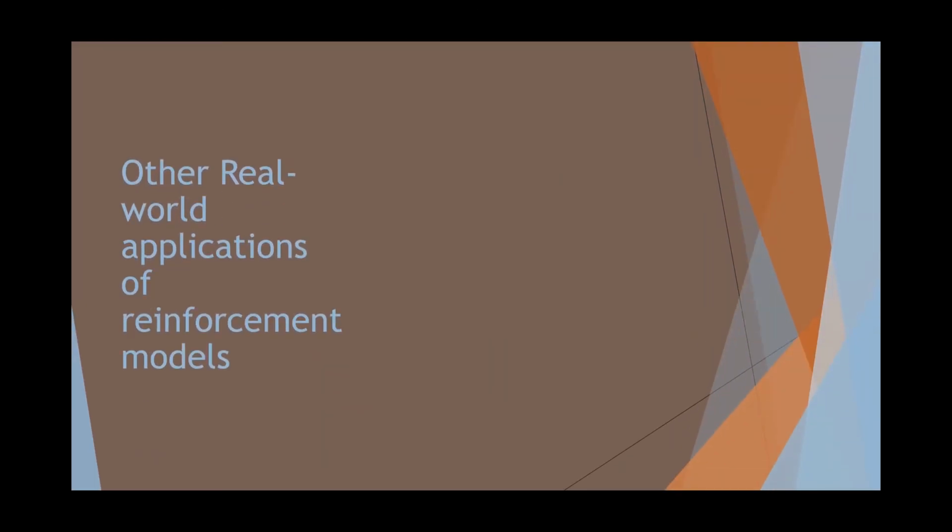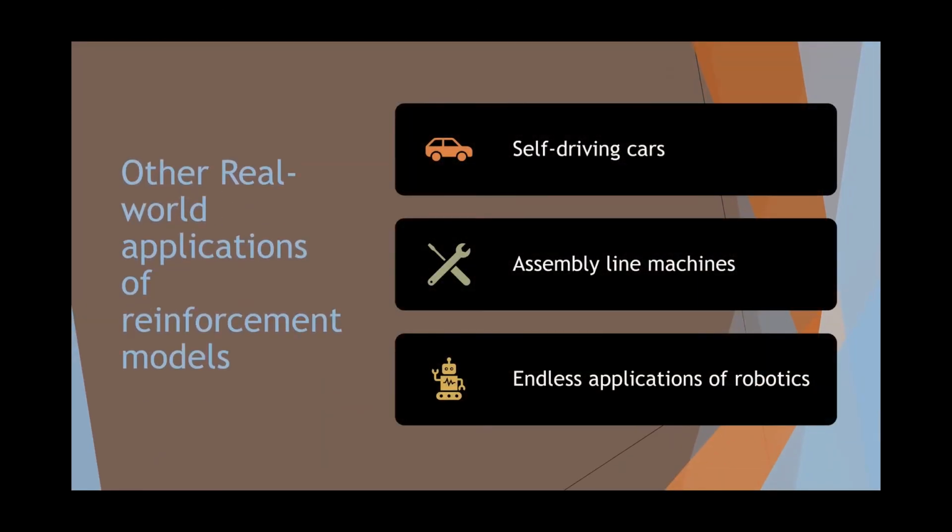So other real-world applications. When we generalize this to reinforcement models in general, self-driving cars, assembly line machines use this, endless applications in robotics. I mean, robots are the agent. The real world is the environment. It's a recipe for this type of learning. So a lot of robotics use reinforcement learning.